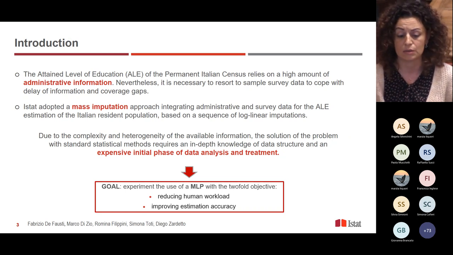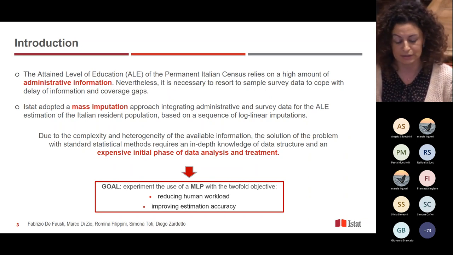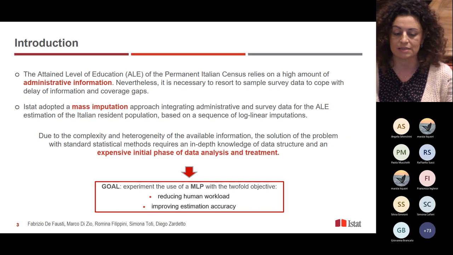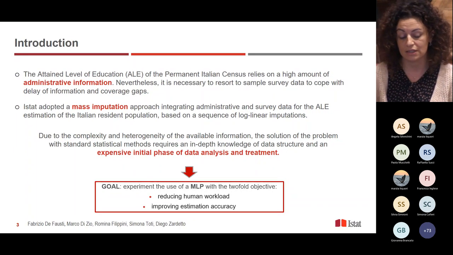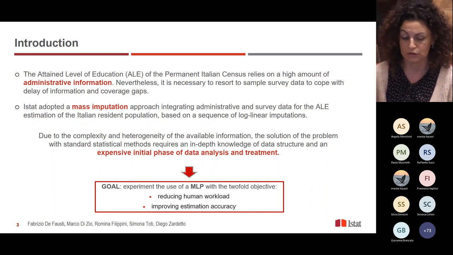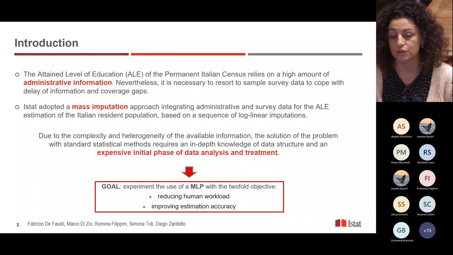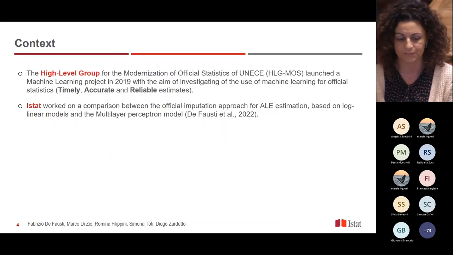In recent years, machine learning techniques have been applied in different contexts, mainly when we have to deal with large data sets with different types. Machine learning techniques are characterized by a more automatic approach to the data. So this opportunity led to the motivation of this work, which is based on an experimentation of the use of a multilayer perceptron with the twofold objective of reducing human workload, so as to make the process less costly in terms of human resources, and possibly improving the estimation accuracy.